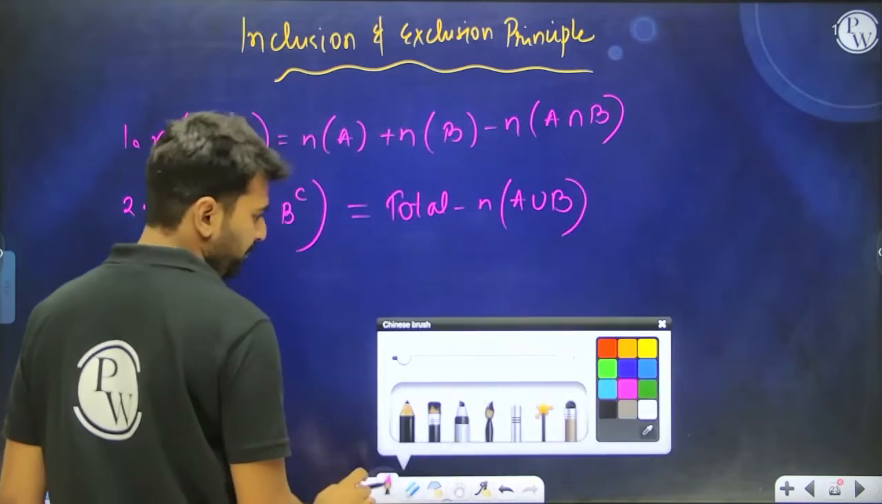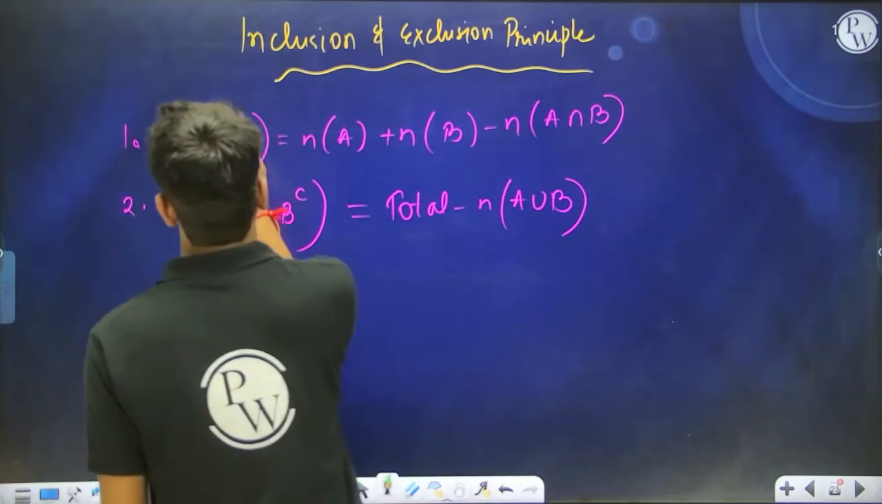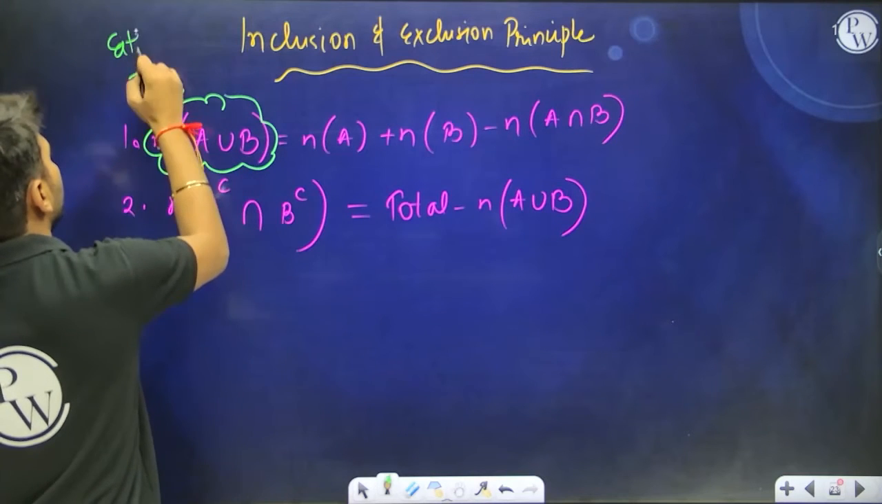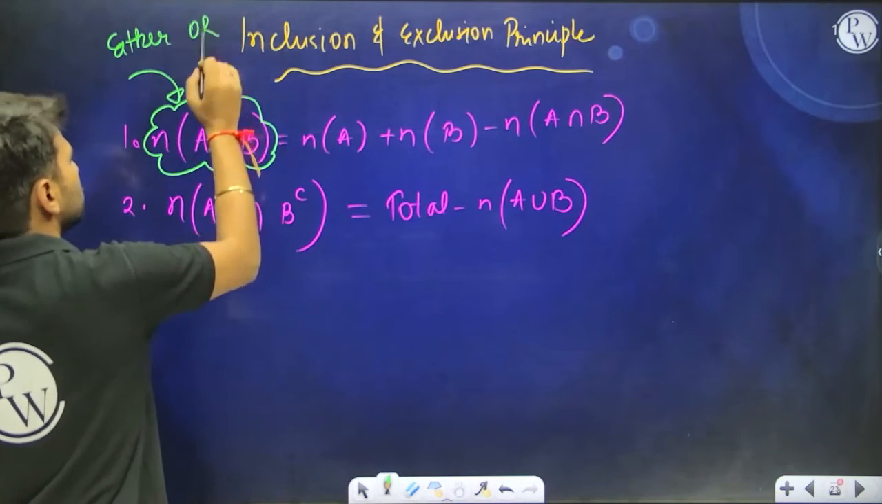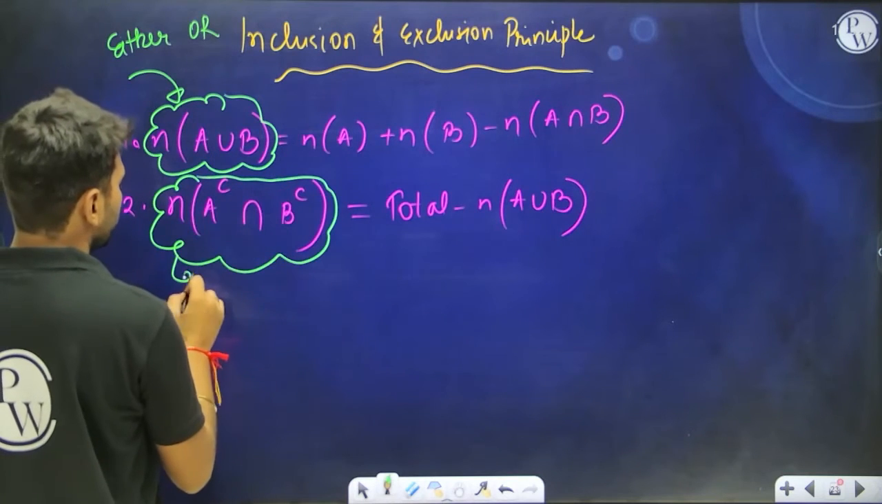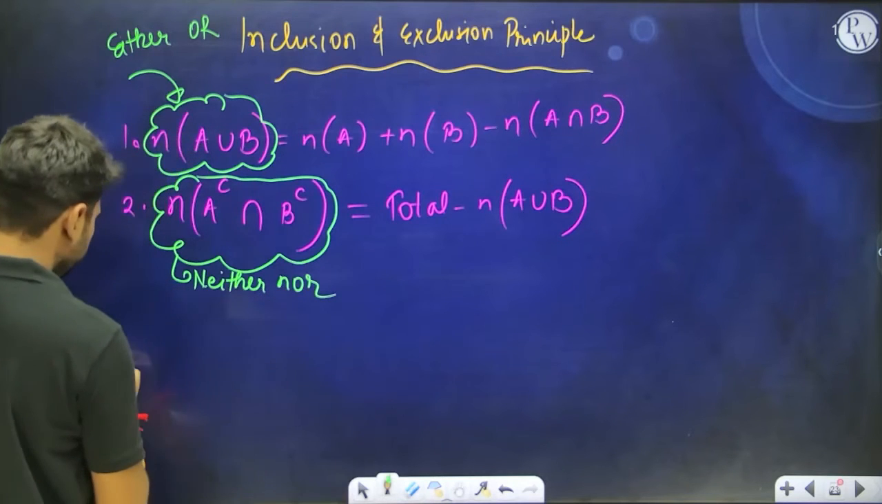I hope you remember. Let me give you an example. Whenever in the problem either-or comes, find out this. Whenever in the problem neither-nor comes, use this particular thing. I'll tell you an example.